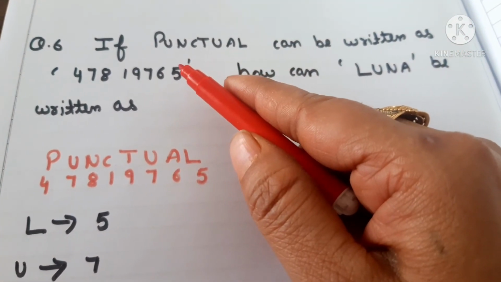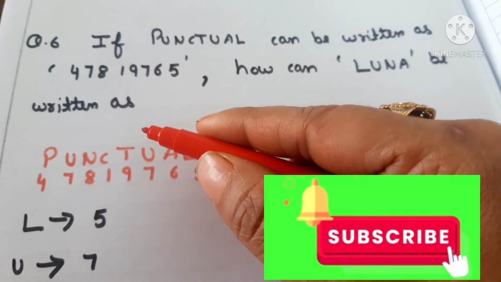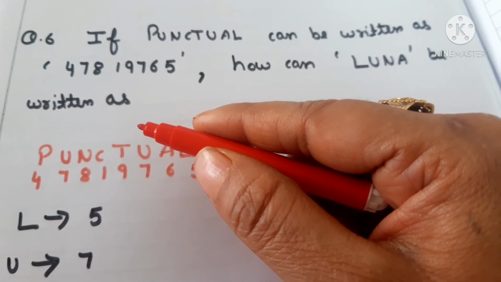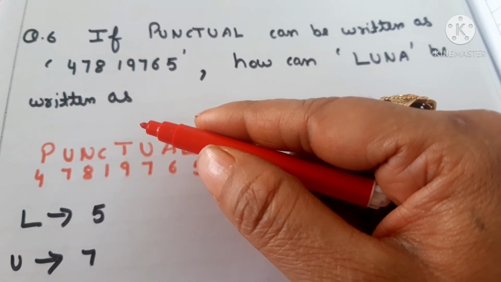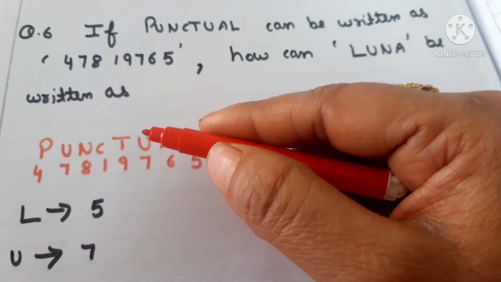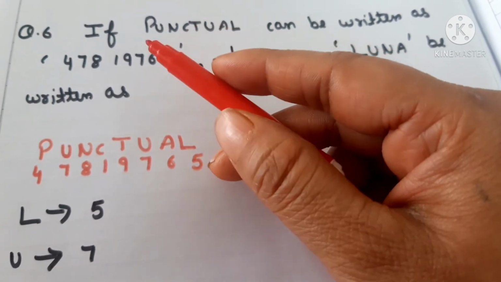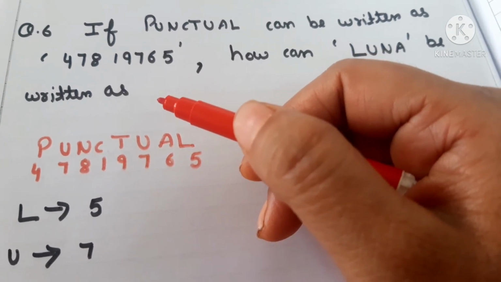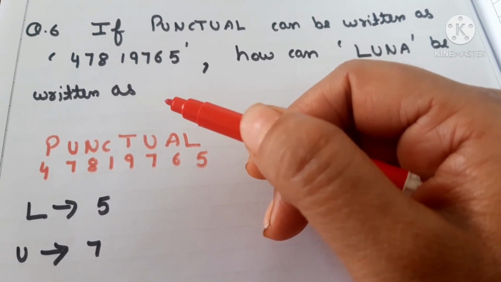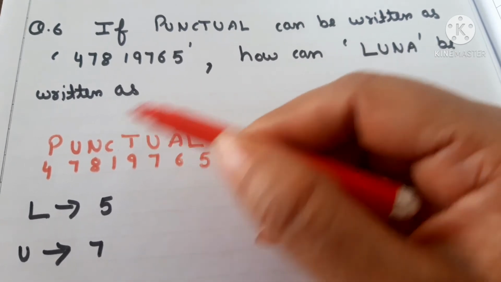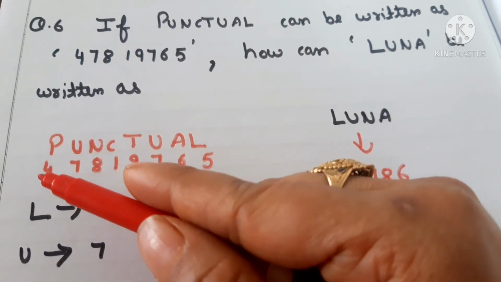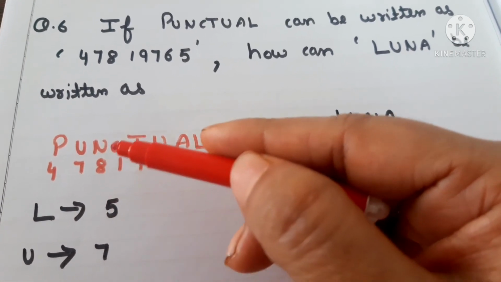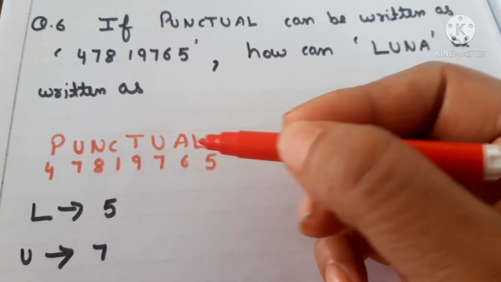In your next question, if PUNCTUAL can be written as 4781975, then how can LUNA be written? When you solve this question, you will say, ma'am, I am finding it very difficult. How is this P coded as 4781975? But when you reach the logic of this question, you will find it very easy. See, P is assigned the number 4, U is assigned 7, N is assigned 8, C is assigned 1, and so on.